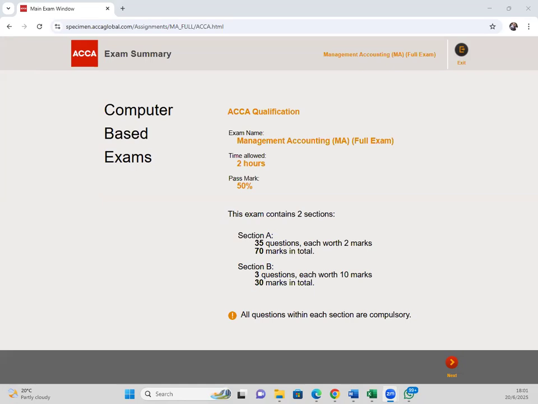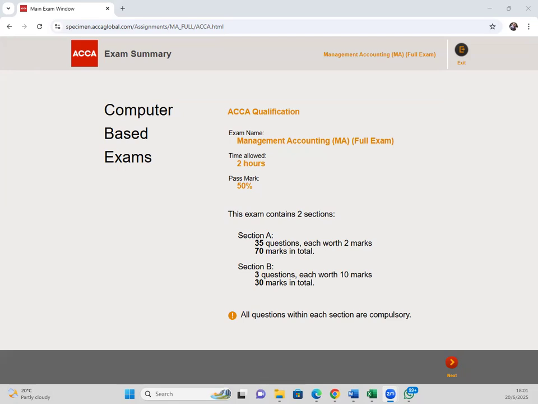Welcome to our first session, management accounting. So this is our final subject. So we did the revision session for business and technology. We did the revision session for financial accounting. So today we want to go through management accounting. That is F2.